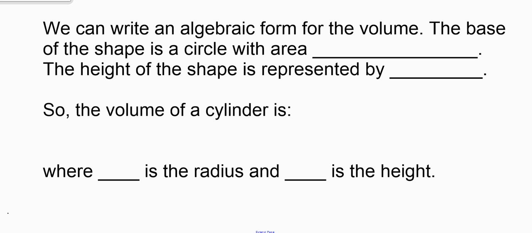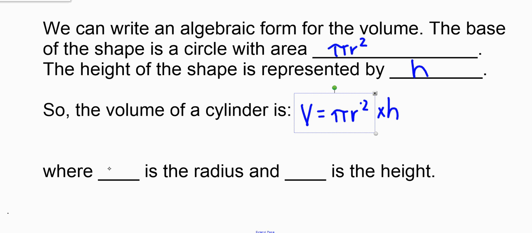So we can write this in algebraic form or as a formula. And we already did this a little bit. Pi r squared is the formula for the area of a circle, and the height of our shape is represented by h. So the volume is pi r squared times height, where r is my radius and h is the height of my shape.